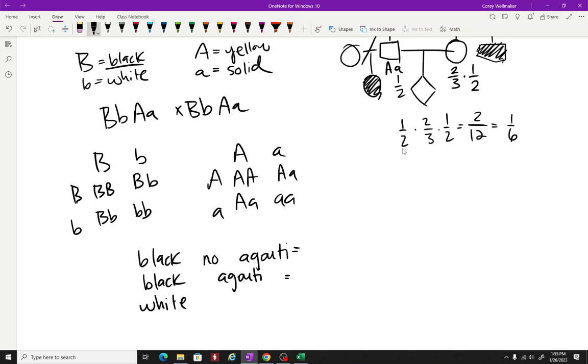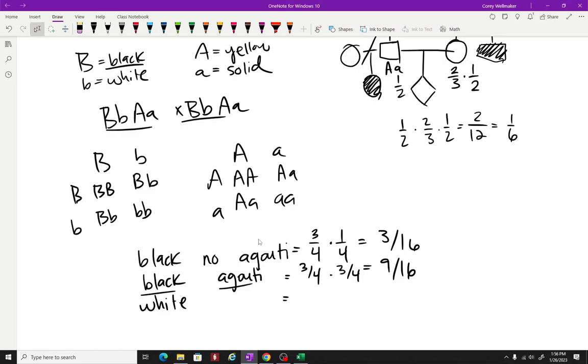So what are the chances of this cross producing a black 3/4, not agouti 1/4? I believe it said agouti was dominant, right? Yeah. So that's 3/16. What are the chances of a black agouti? So black is 3/4, agouti is 3/4. So that's 9/16. And then just straight up white is 1/4, which is 4/16. 9, 13, 16. 16 out of 16.